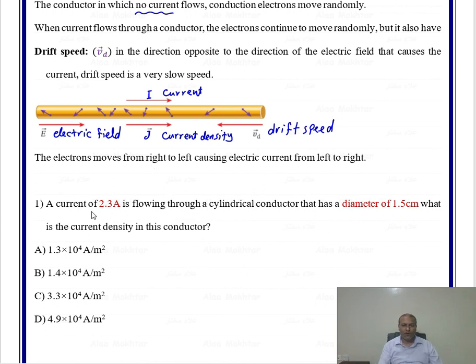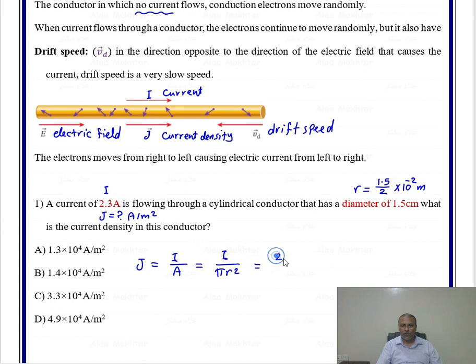Question number 1. A current of 2.3 amp, its I, is flowing through a cylindrical conductor that has a diameter of 1.5 centimeters. We divide the diameter by 2 to calculate the radius. R equals 1.5 divided by 2 centimeter, multiplied by 10 to the negative 2 to convert it to meter. What is the current density? J equals what? Ampere per meter square. I think all of us know J equals I over A, and area equals pi R squared.